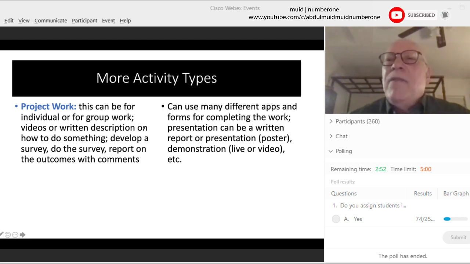So you can use many different apps and forms for completing the work. Presentation could be written in a written report or presentation. You can even have them do posters. Posters are so exciting.